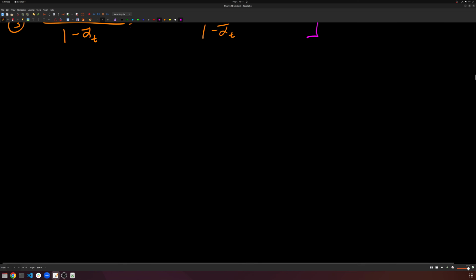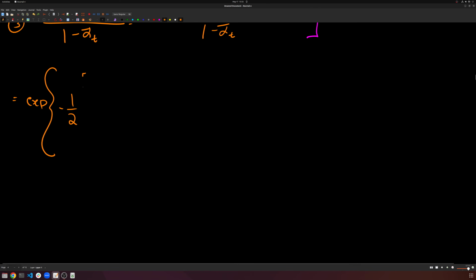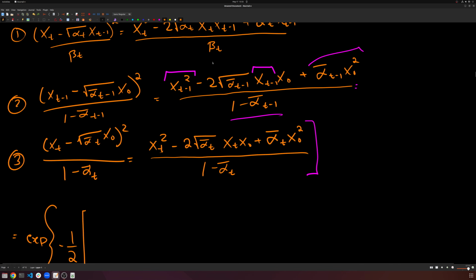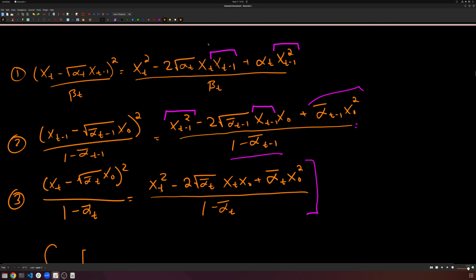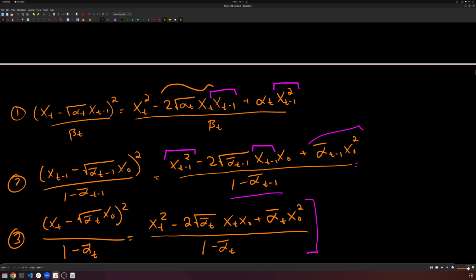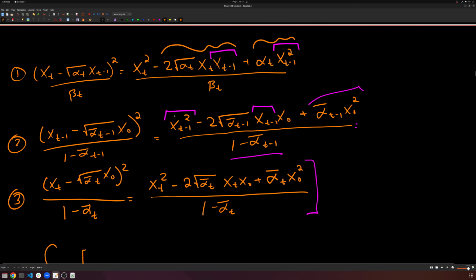So what that's going to look like is kind of like this. It's going to be equal to exp. Again, remember, we have the negative 1/2 from before, so that's still there. And then what do we have? Let's start at the top, this one right here. We have this term right here, minus 2 square root alpha t xt minus 1, and we have this term right here, alpha t xt minus 1 squared. And then in the second one, we're going to have this term right here and this term right here.